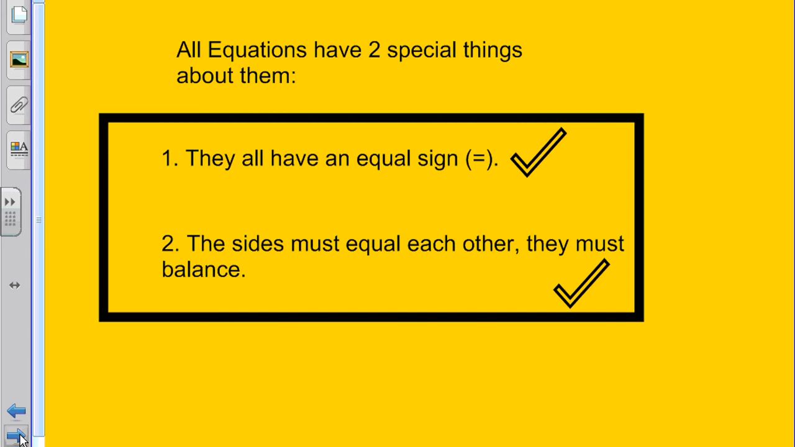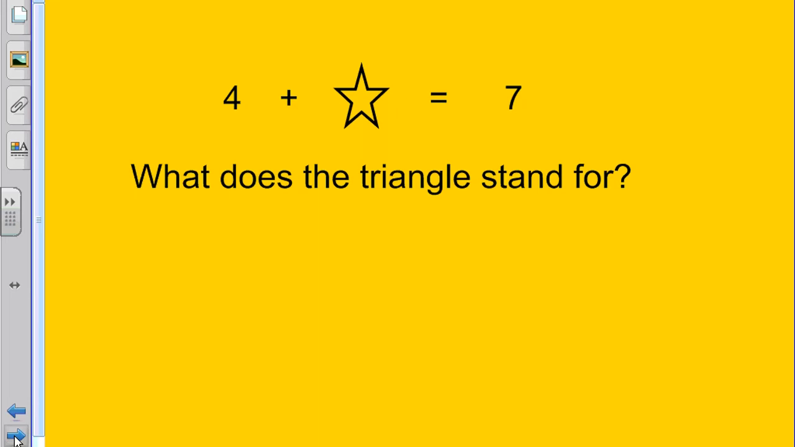We talked about equal signs. We should all know these rules now, right? An equation has to have 2 special things. 1, it has to have an equal sign right there. And the left side and the right side have to balance. If those things are true, it's an equation. So, let me take a look at this here. 4 plus the star equals 7. So, the question is, what does the star stand for?